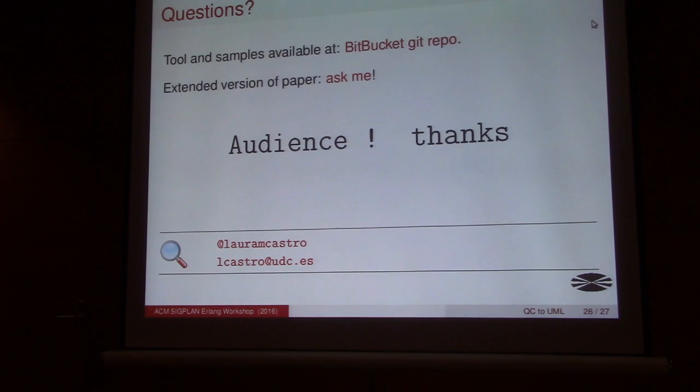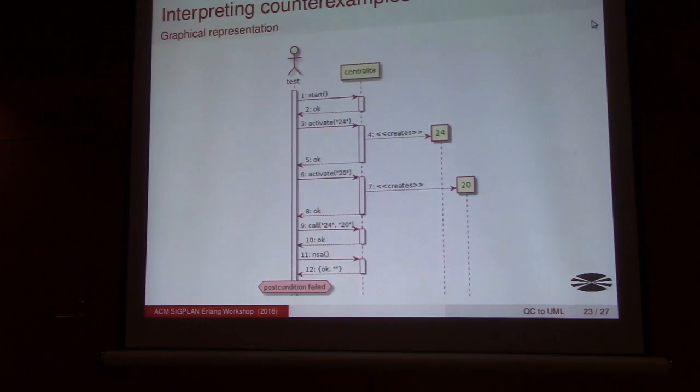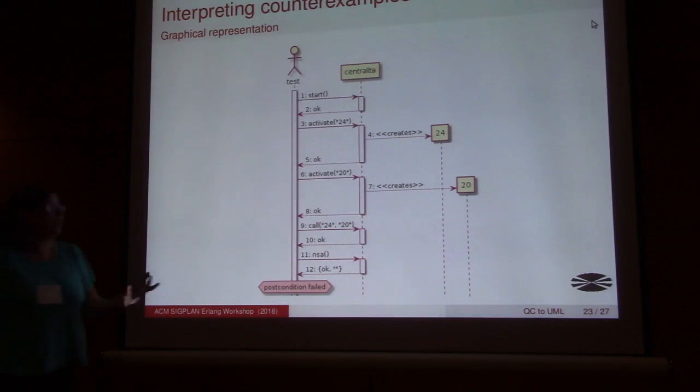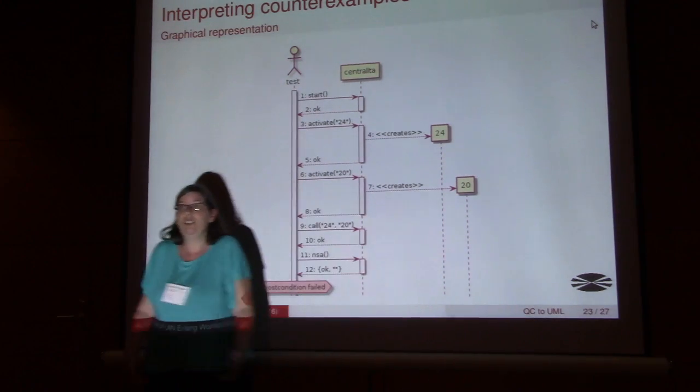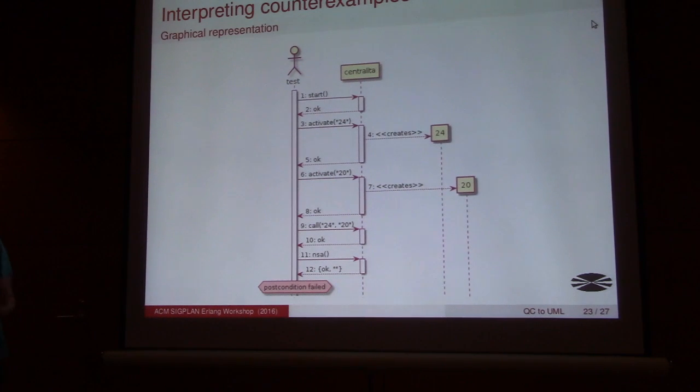Sarah, could you go back to the diagram that you generated? Yes, this one. So you say that comes from the counterexample. How does your tool know that 24 and 20 are resources that are being created at that point? Well, we assume that everything that appears during the execution is potentially an actor. So there will be cases in which they don't do anything. So, okay, they probably are just data.